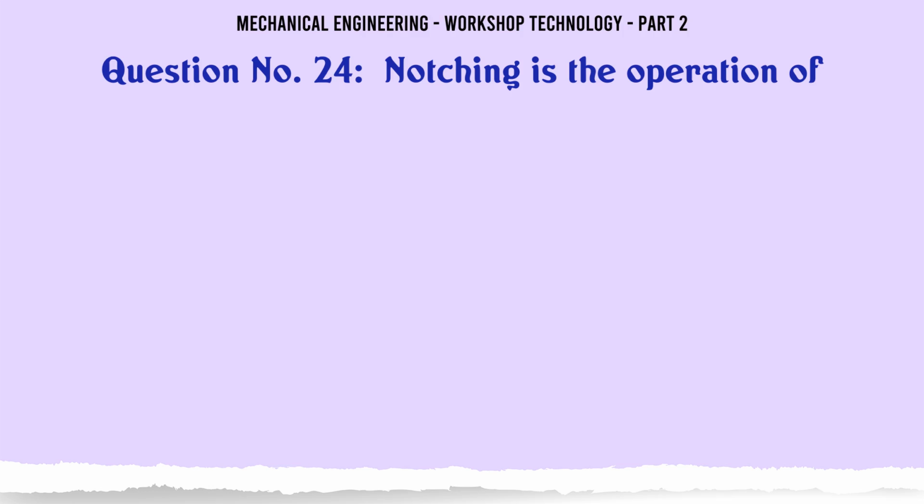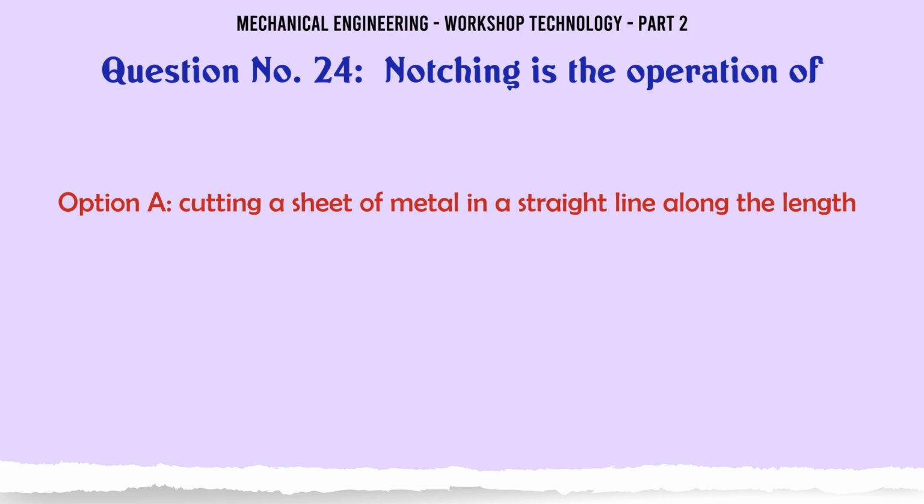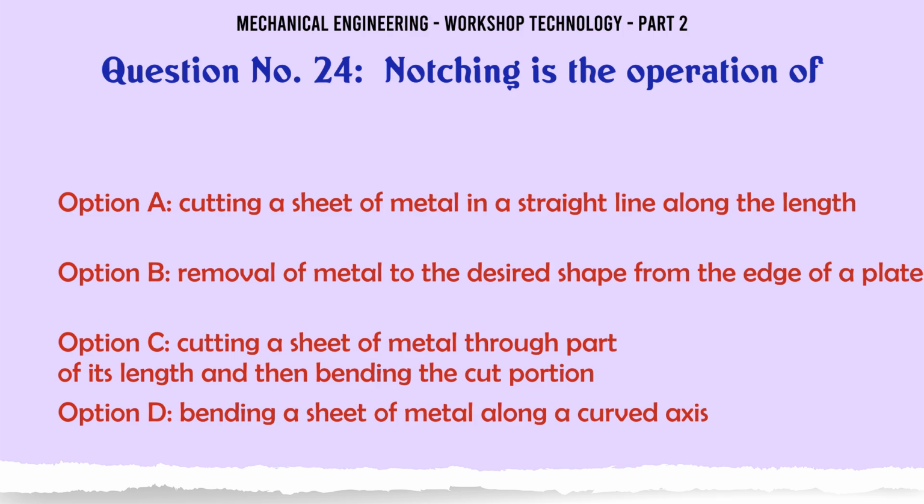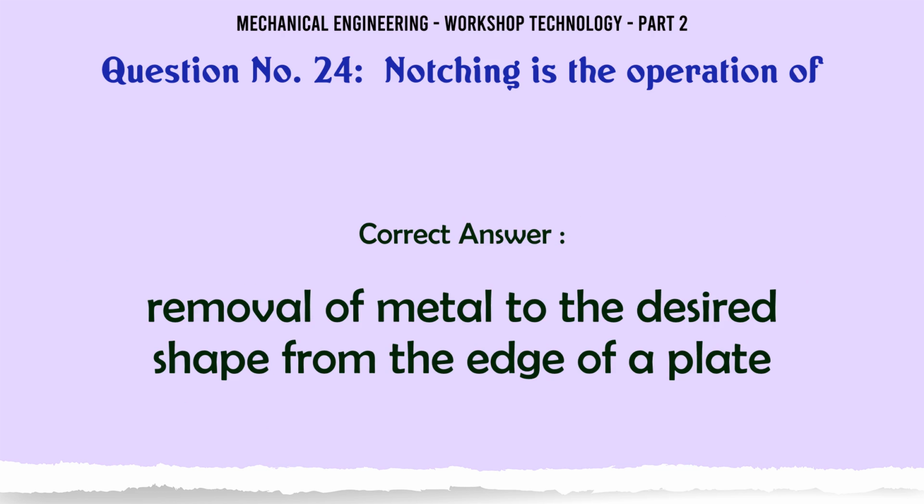Notching is the operation of: A. cutting a sheet of metal in a straight line along the length, B. removal of metal to the desired shape from the edge of a plate, C. cutting a sheet of metal through part of its length and then bending the cut portion, D. bending a sheet of metal along a curved axis. The correct answer is removal of metal to the desired shape from the edge of a plate.